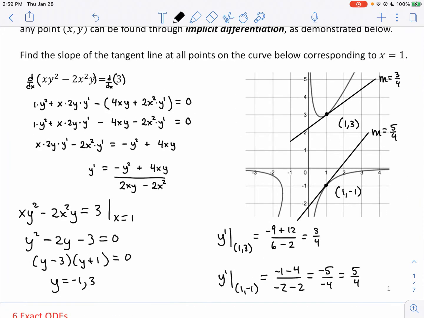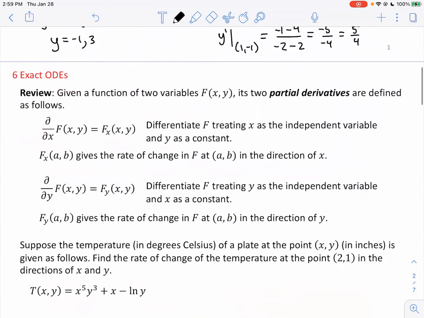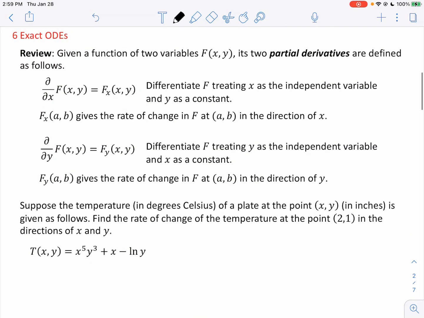Okay, and this is implicit differentiation. Let's go on to the next slide, which is also review. This is review of material from a Calc 3 class. And I realize that some of you maybe haven't had a Calc 3 class, but this is a very simple idea that we're about to do.